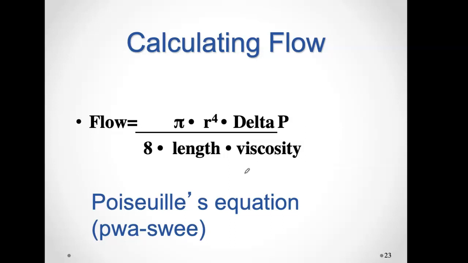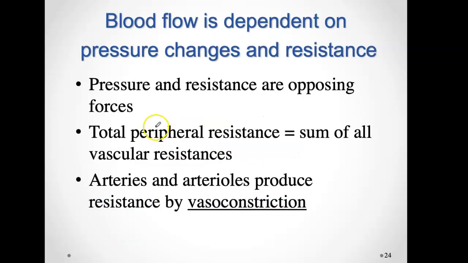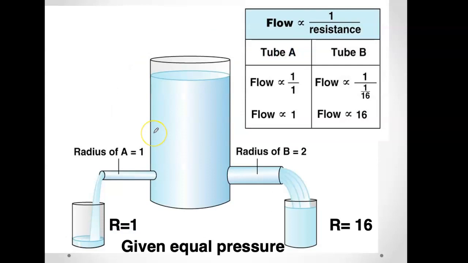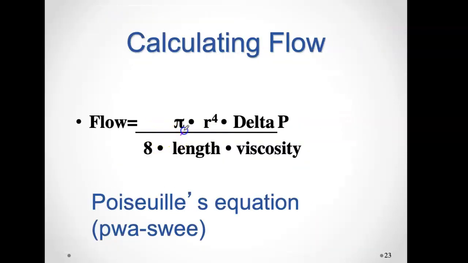And here's the formula. This is just a physics formula, an equation for fluids, for any fluid. We're going to use it for the body. It says that flow is equal to pi times r to the fourth times delta P divided by 8 times length times viscosity. So what we hadn't looked at is this part of the equation. That is never going to change. It's pi over 8, and it's going to stay that way.